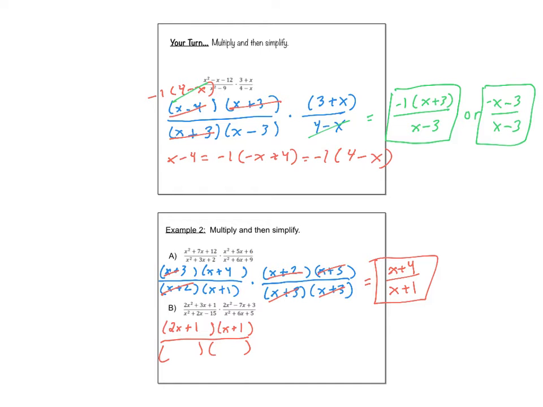What multiplies to give you x squared? It'd be an x and an x. What multiplies to give us a negative 15 and adds to give us a positive 2? That would be a plus 5 and a minus 3.